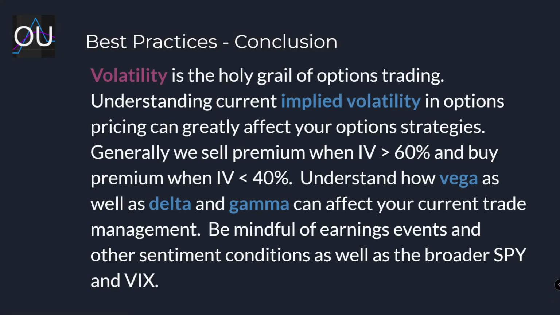So in conclusion, volatility is the holy grail of options trading. We want to understand that the current implied volatility in options pricing can greatly affect your option strategies. Generally, we sell premium when IV is greater than 60% and buy when it's lower than 40% or even much lower. Understanding how Vega and Delta, as well as Delta and Gamma, can affect your current trade management, and be mindful of earnings events and other sentiment conditions, as well as the broader SPY and VIX.